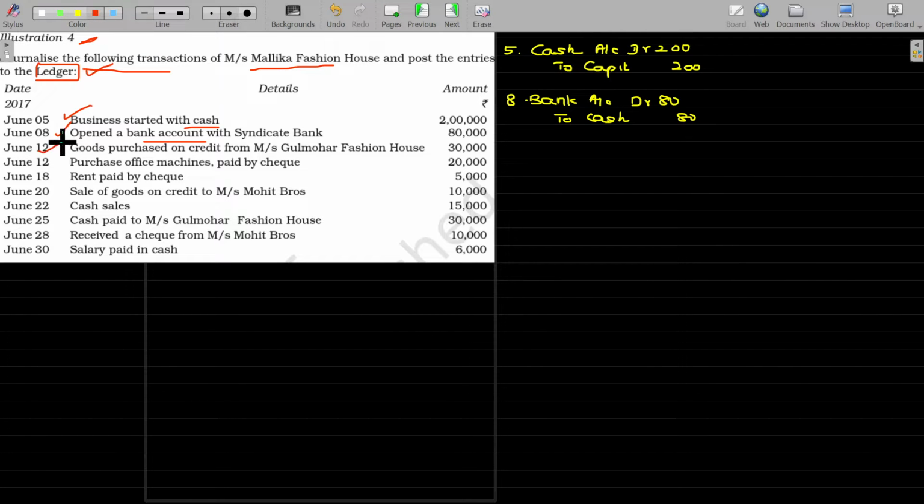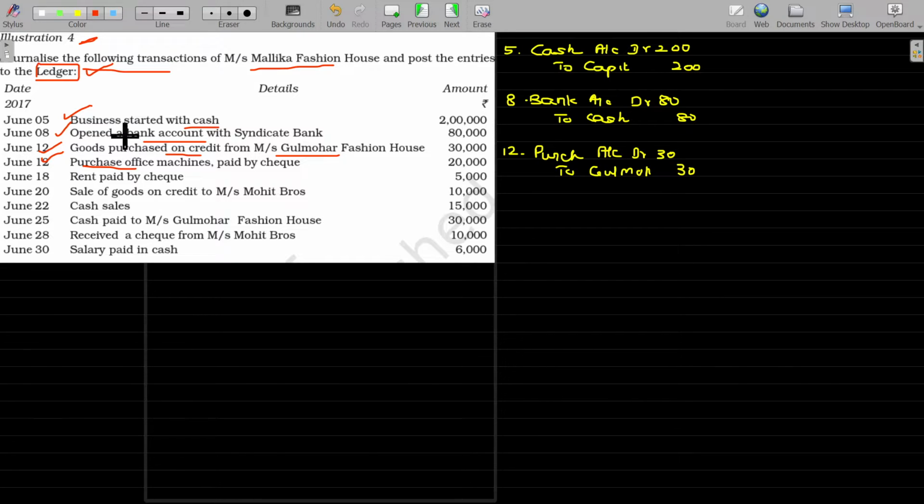And on 12th June, goods purchased on credit from Mrs. Gulmohar Fashion House. Credit purchases. So, purchases, as it is a credit, the party's name should be taken. Purchases account debit to Gulmohar. The value being 30,000. On the same date, one more transaction.